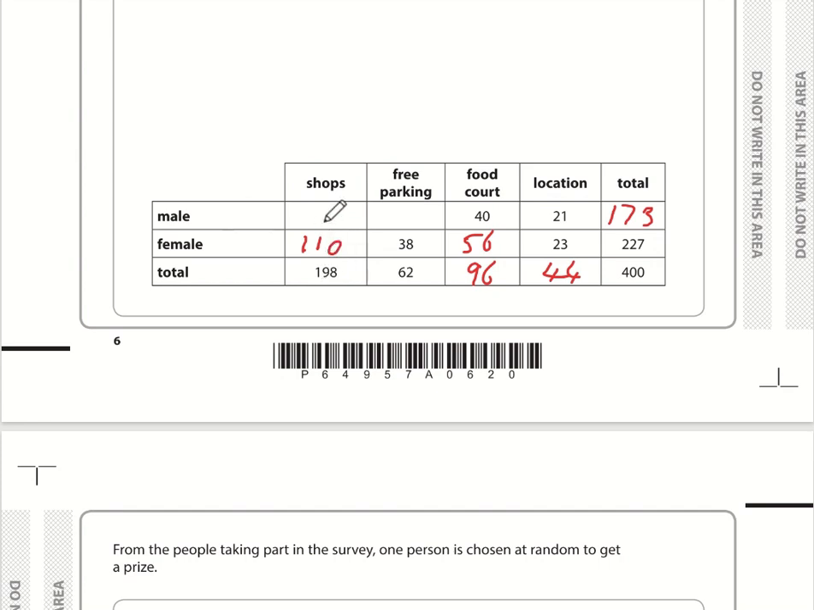And therefore the number of male shoppers is 198, take away 110, which is 88. And for the free parking, it's going to be 62, take away 38, which is 24. Now, whenever I put in my final value, here it's 24, which was in this column, I'm just going to add this row, and just to make sure that comes to 173, 88 plus 24 plus 40 plus 21 does indeed come to 173. So I know I've got that question correct.